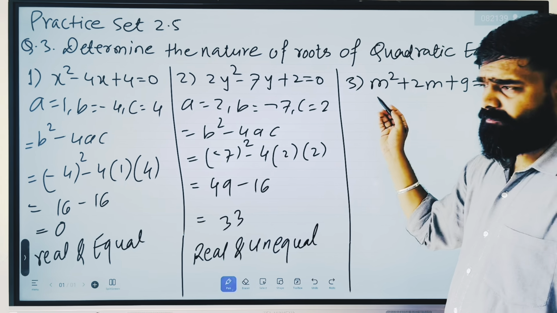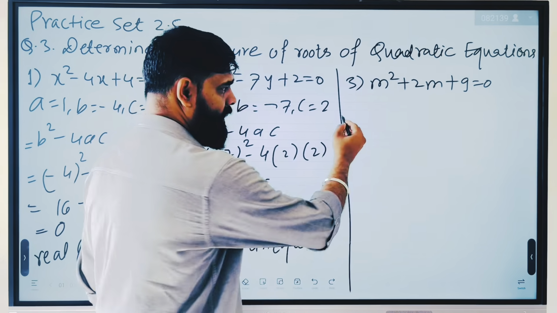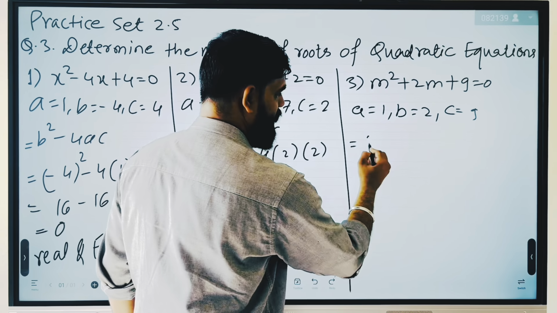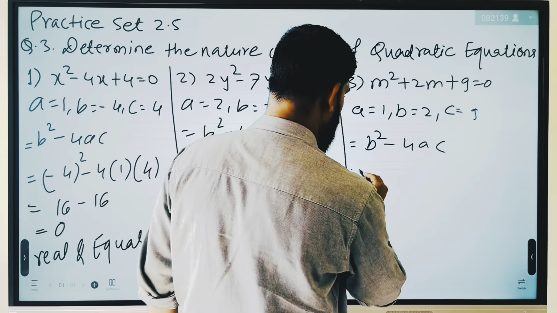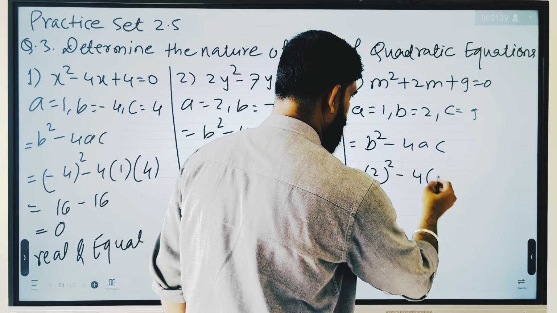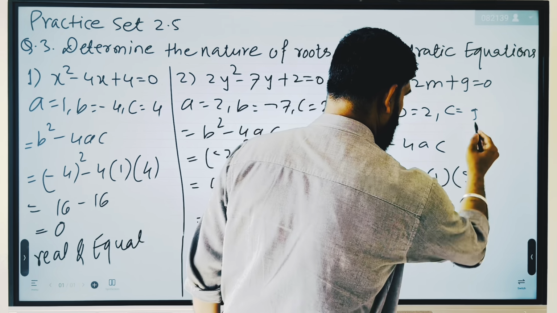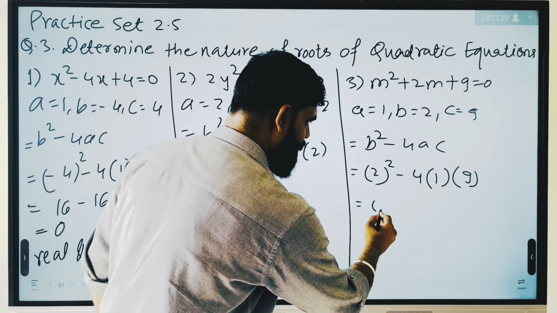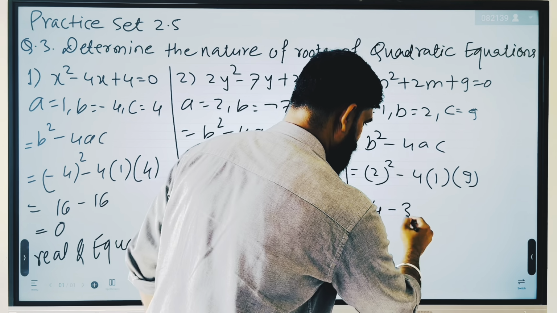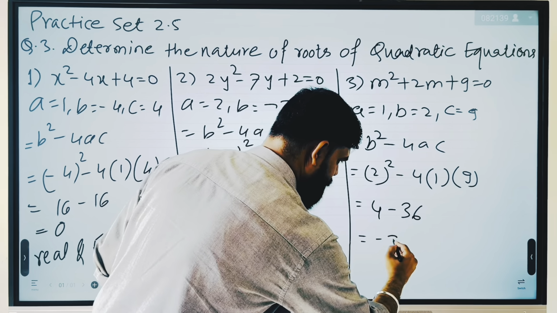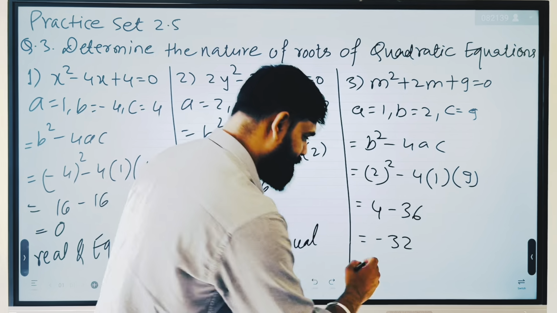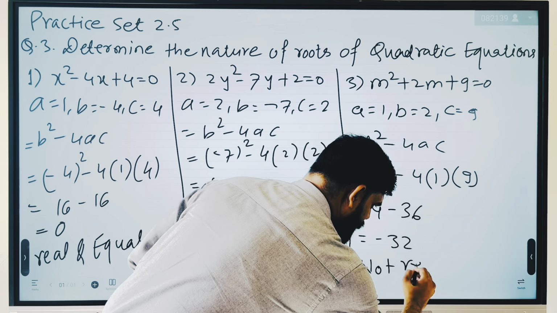And in the last case, we have a is equal to 1, b is equal to 2 and c is equal to 9. We have to find the discriminant. The value of b is 2. So b squared minus 4 into a into 9, so we will get 4 minus 36. So we got here minus 32. And if we have a negative discriminant, then our roots are not real. The correct answer is not real.